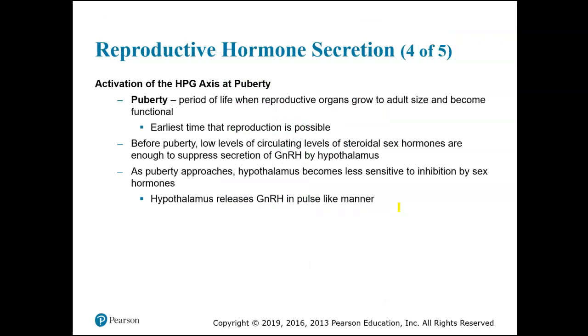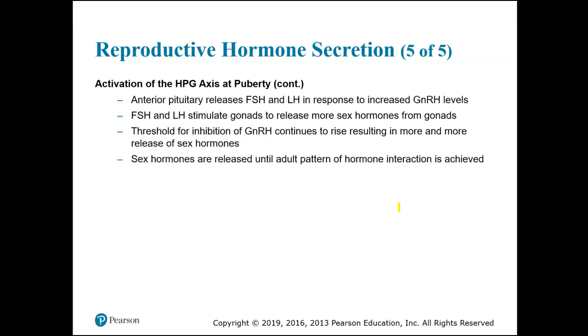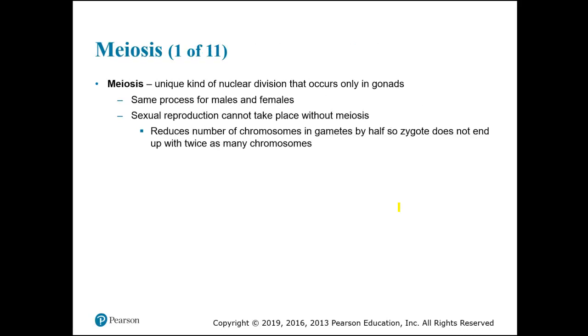So at puberty, the hypothalamus begins releasing GnRH, gonadotropin releasing hormone, in a pulse-like manner. And that causes the anterior pituitary to release FSH and LH. And we will go into a lot more detail about what those hormones do. But just for now, I want you to be aware of what the purpose is of the HPG axis. That's how the processes that affect reproduction are regulated.